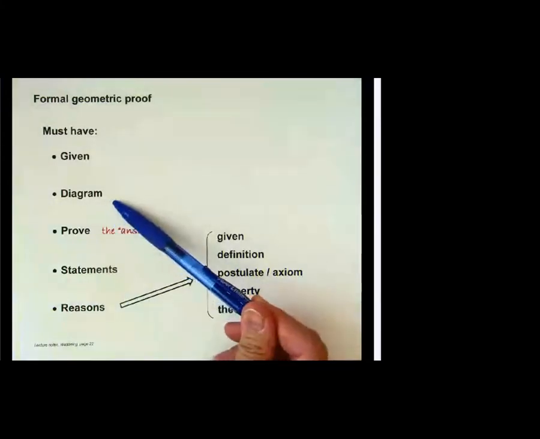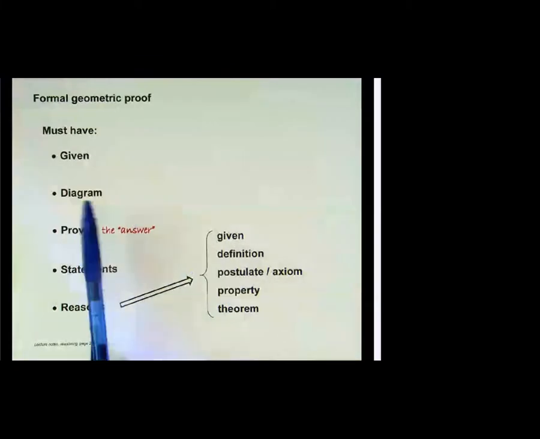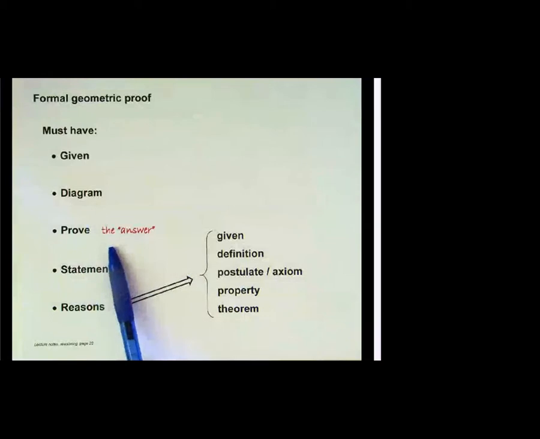Sometimes a diagram is part of the given. We'll talk about that. So most of the time, although not necessarily all the time, you'll need a diagram. And I'll show you how to do that. And then the proof, like I say, I'm using it as a noun. But you're given the answer. You're going to be told where to start and where to end. And your job is to get from the start to the finish, from the given to the proof.